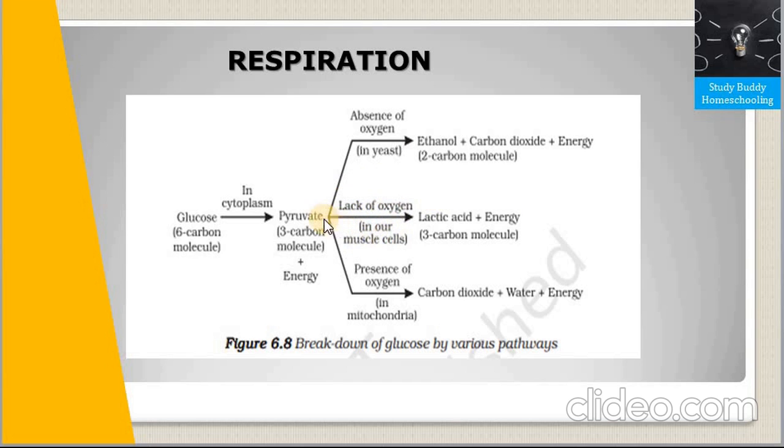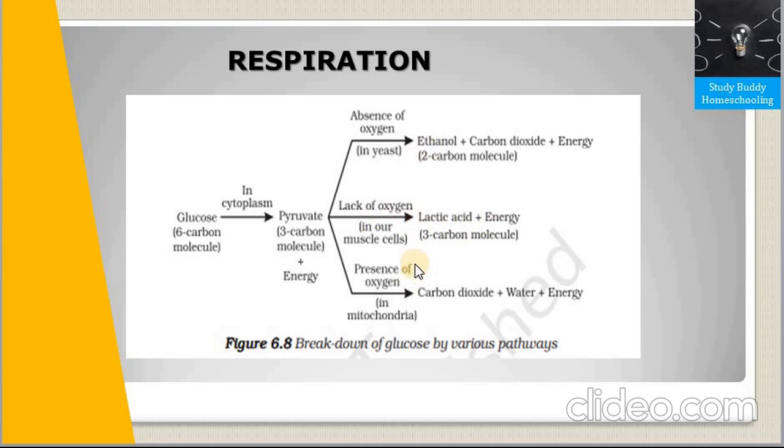In such cases, the pyruvate gets converted into lactic acid and definitely some energy is released. But this lactic acid, which is accumulated in the muscle cells, can cause sudden muscular cramps. They would not be able to proceed with the activity. This is also a scenario which is found in the process of respiration. But this is very rare.